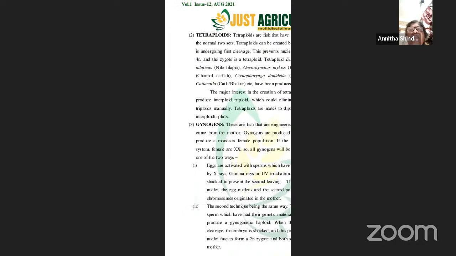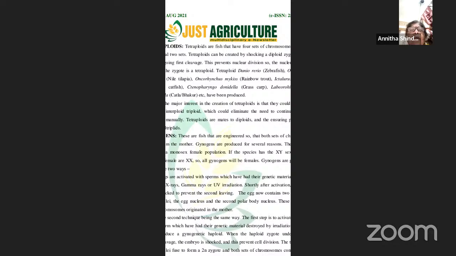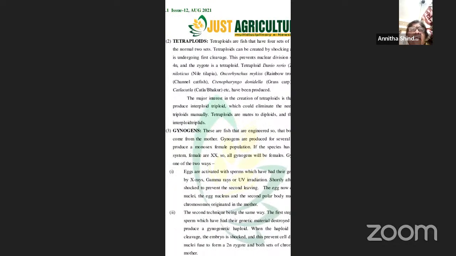Tetraploid production has actually been done in Oncorhynchus, Tinca, Labeo rohita, Catla, and so many other fishes. So what do you mean by tetraploid? How do they do this? Tetraploid means nothing but having 4 sets of chromosomes.